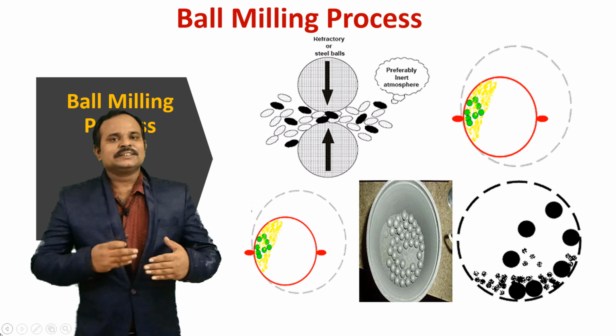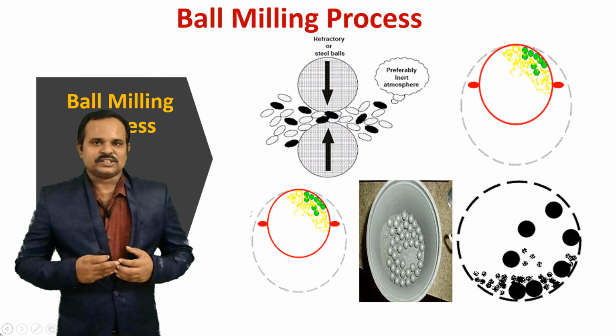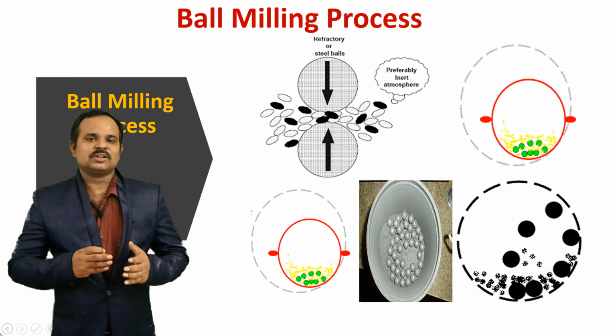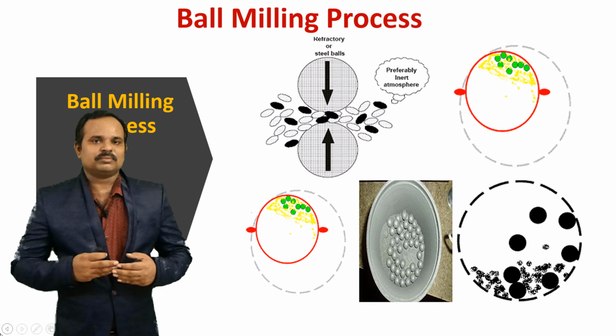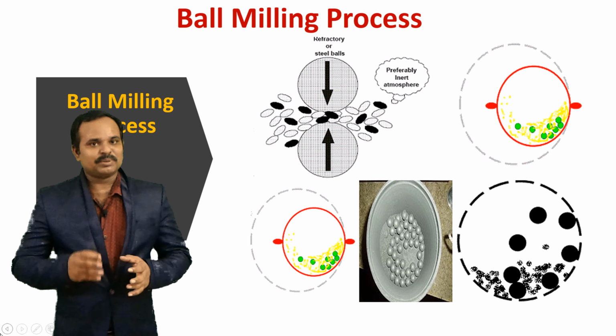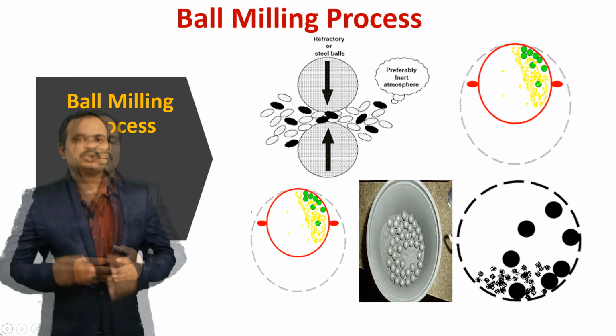In the case of ball milling, we can also have new phases of the material, and the size and the shape of the nanomaterials depend on the frequency of the milling, also the size and the distribution of the balls, and the temperature in the chamber, the gas environment in the chamber, and so on.